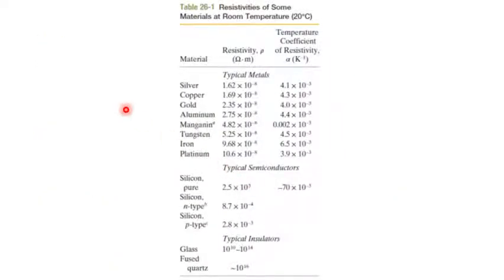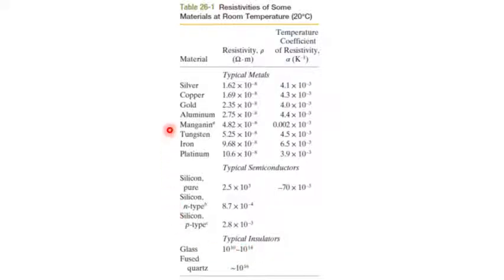Example, for the value of the resistivity for different materials, if we are talking about conducting material like silver or copper or gold or aluminum, we will find the resistivity is a very small value. It is in the order of 10 to the power minus 8. If we are talking about insulating materials like glass or quartz, we find the resistivity is very, very large, of order 10 to the power 14.